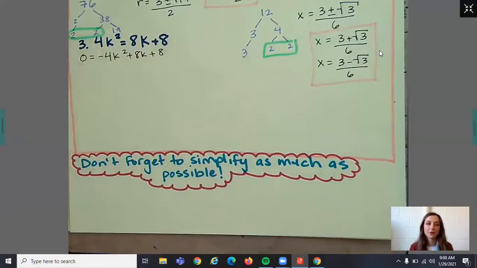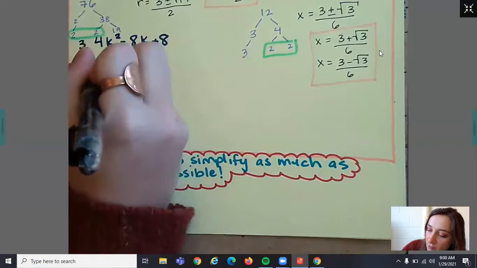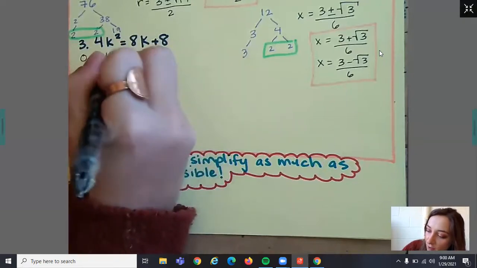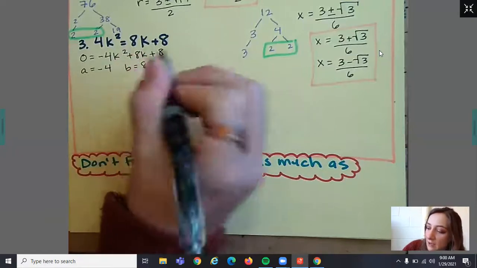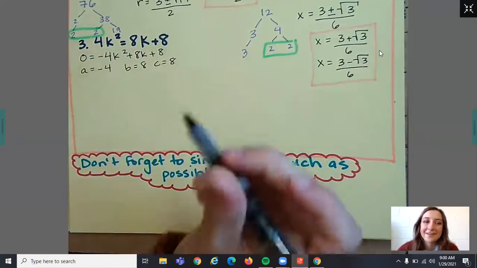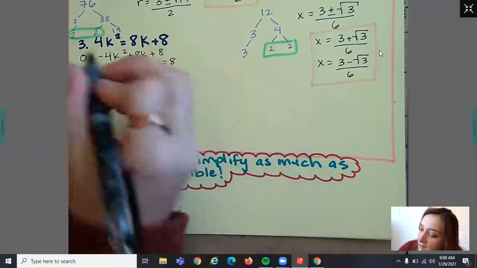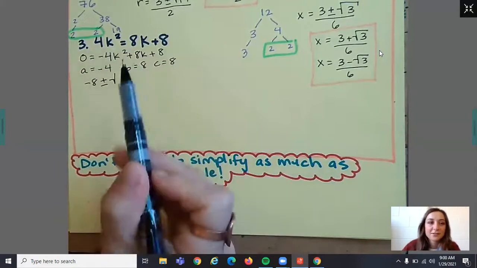All right, now we can write out our a, b, and c. A is the number in front of the variable squared, so it's going to be negative 4. B is the number in front of the variable by itself, so it's going to be 8. And then c is the constant on the end. All right, starting with our formula. Negative b, so negative 8 plus or minus the square root.